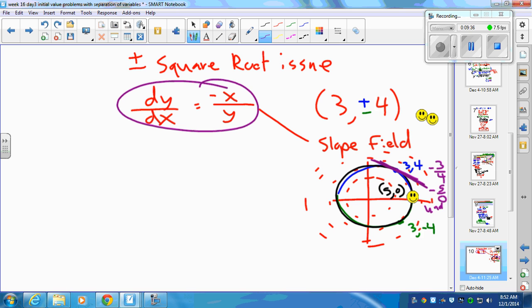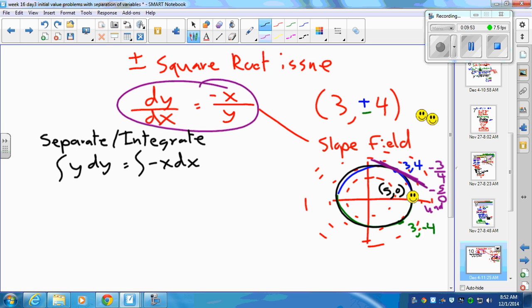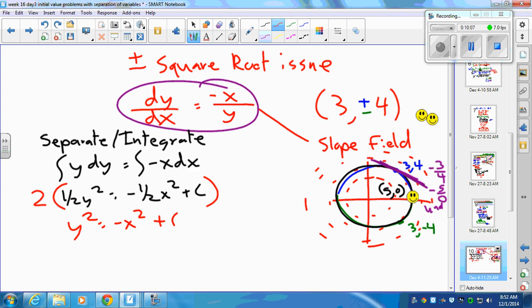So let's see this. If I'm actually going to solve it, I'm going to have to separate, and I'm going to integrate. So I get y dy equals negative x dx. Integrate. 1/2 y squared equals negative 1/2 x squared plus c. Here comes my fuzzy math. Multiply by 2. y squared equals negative x squared plus c. It should be plus c. You could say plus 2c if you want, but my fuzzy math tells me 2 times c is the same as c because it's just a number.